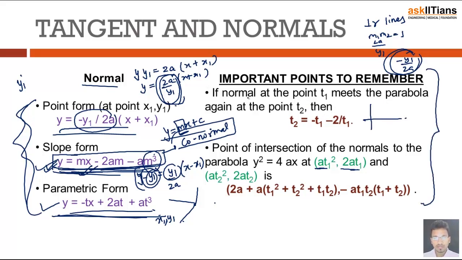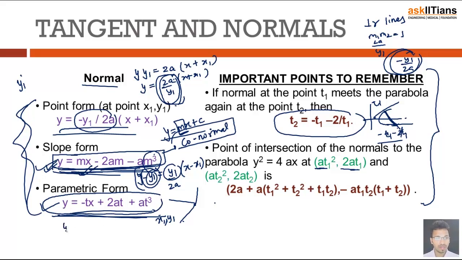So what this says is, if a normal at a point t1 meets the parabola again, if I am saying that this is a tangent and I am drawing the normal, it will definitely intersect it again. So if this is intersecting the parabola again, then this is the coordinate, meaning if this is t1, you can write it as minus t1 minus 2 by t1. So again a very important result. What you can do is solve this equation with the parabola y square equal to 4ax and you will get this condition. Again a very useful result.